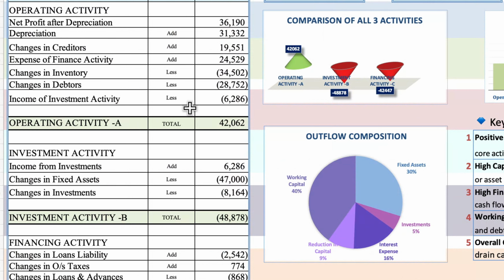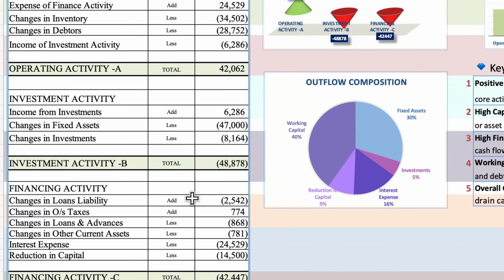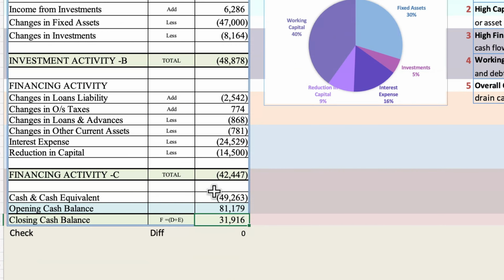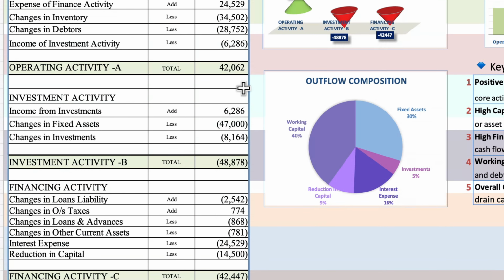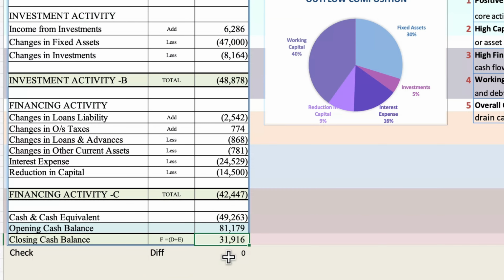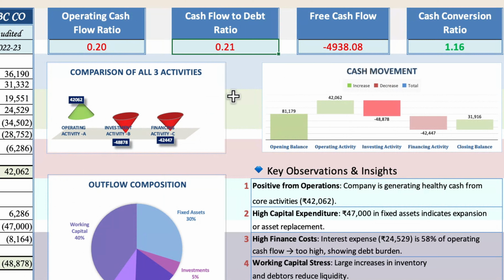So finally, you can see company has good cash inflow from operating activity. So company has good generation of cash from core business activity, but there is higher capital expenditure and high finance cost. Because of that, cash outflow happen from investing and financing activity. So net cash outflow 49,263 happen. So from 81,179 opening balance, 42,062 added from operating activity, but because of outflow from investing and financing activity, cash balance reduced to 31,916.